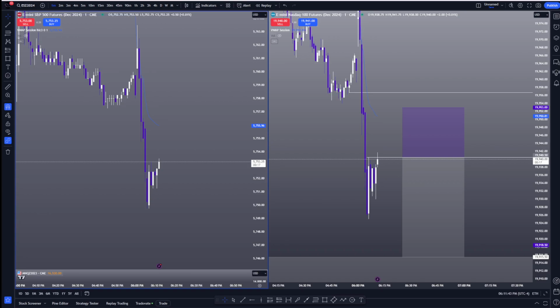We don't have the same equal lows on NQ. NQ kind of came down a little bit further, but on ES it looks like we are going to try and come down for those. So still looking bearish over there.